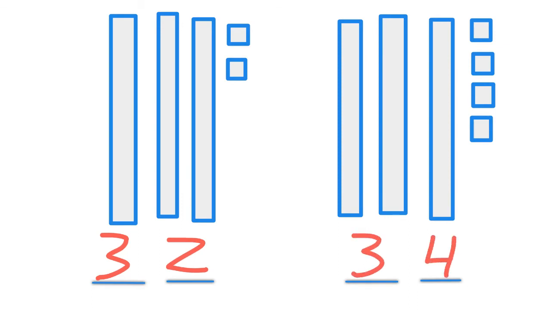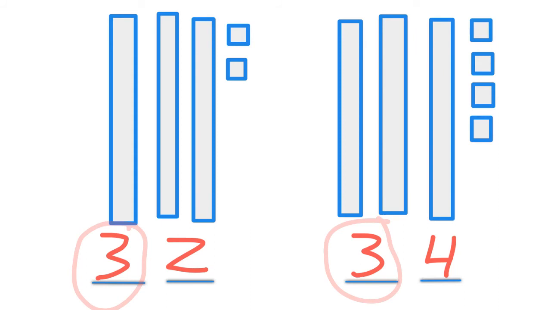If you remember from the last slide, we're going to look at the greater place value first, which is the tens. 3 tens here and 3 tens over here. Is there a difference in the tens place that is going to tell us if it's a larger number? Because they're both 3, it doesn't give us any information because it's the same.